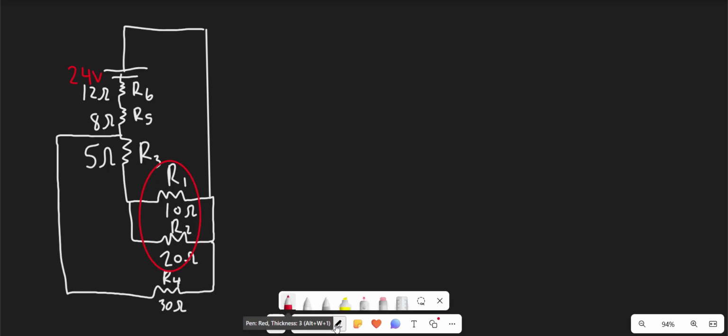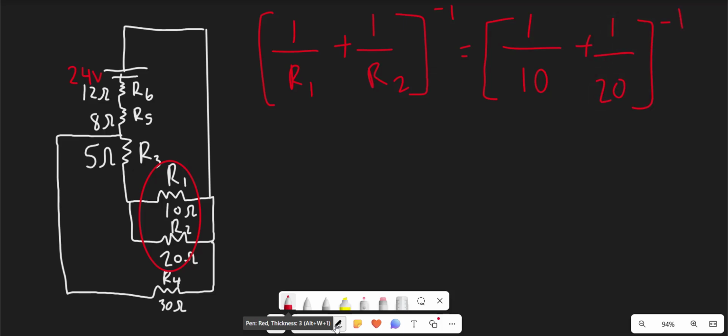So these are in parallel with one another, so we can use the inverse formula again. So it's going to be 1 over R1 plus 1 over R2, and raise all that to the negative 1 power. So it's going to be 1 over 10 plus 1 over 20 raised to the negative 1, which will give us 6.6 ohms repeating. So we can replace all of this with a 6.6 ohm resistor.